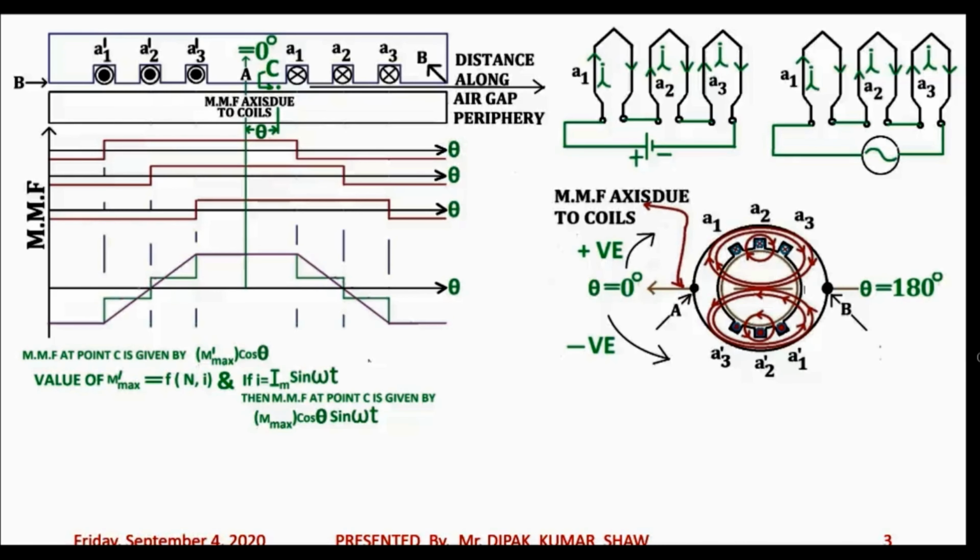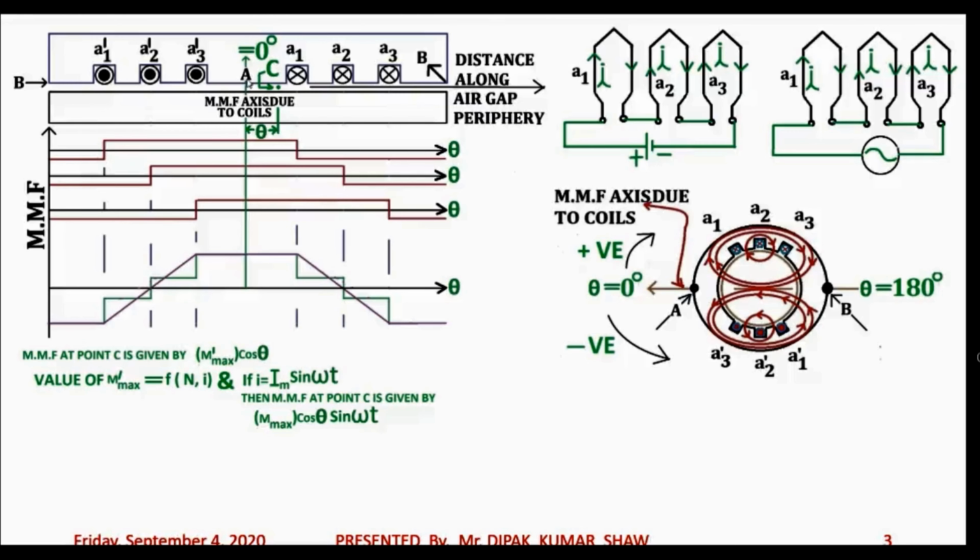Now once we have said this, we can define an angle theta, which is known as the space angle. So theta is the space angle. How do we define this angle theta? Actually it is a convenient way of locating or pinpointing any point along the air gap periphery. For example, consider the axis which is passing between the center of the slot A1 and A3 dash, that is point A, the axis which is passing through point A.